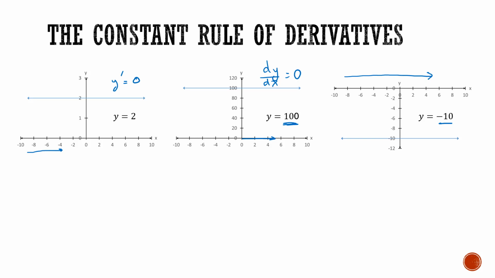So our derivative here, this time I'm going to write it as a function of x. So f prime of x, the derivative, we put the prime in there to indicate derivative, is equal to 0. So whenever we have y as a constant, we can see that there is no change, no slope happening in our function, and therefore the derivative is 0.